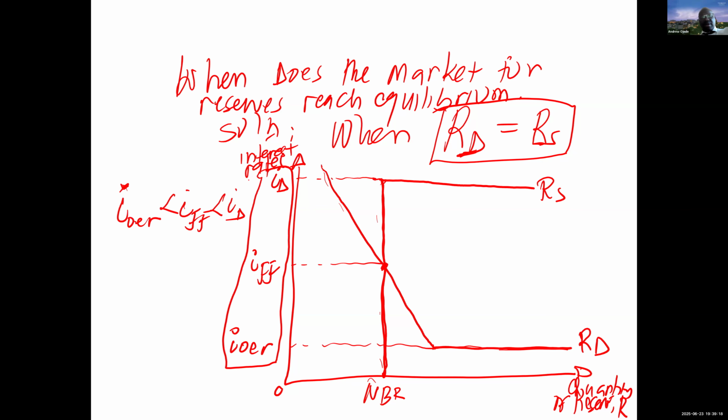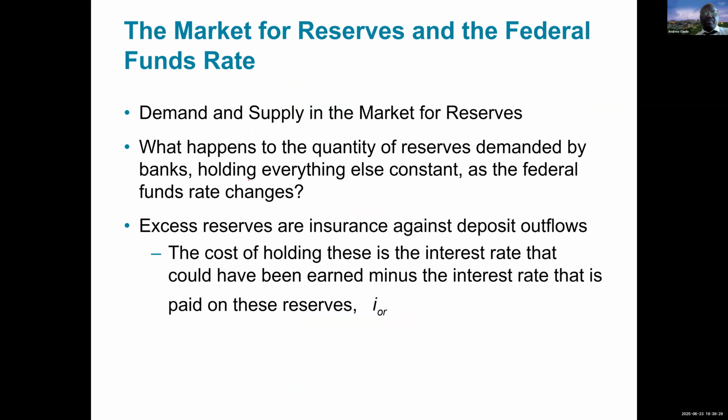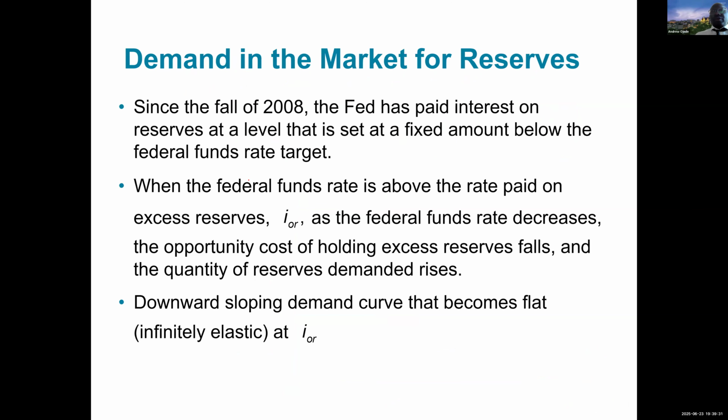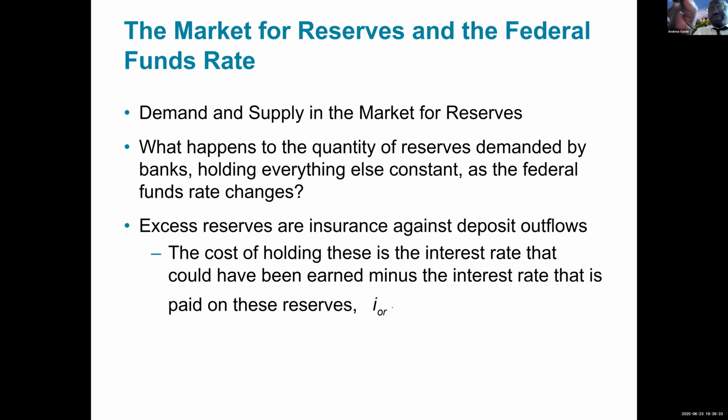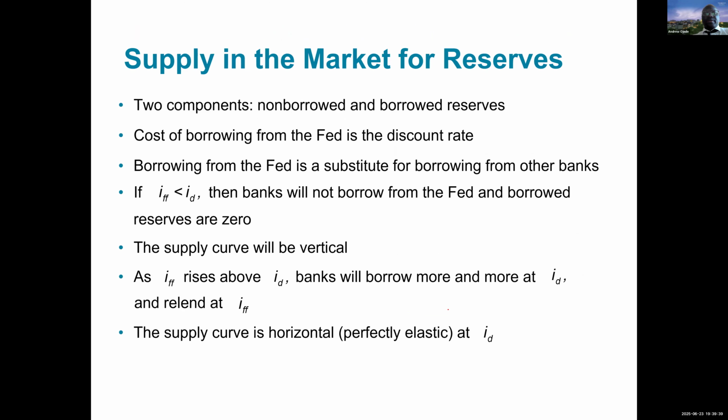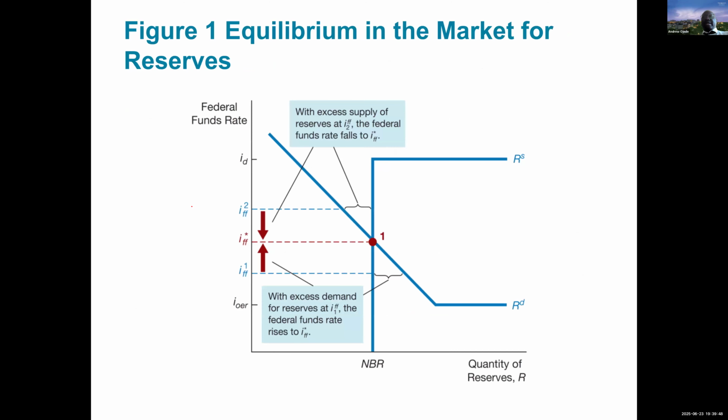See, the discount rate (ID) is above the federal funds rate (IFF), and IFF is above IOER, the interest rate on excess reserves. Okay, so I have a better diagram here now. I remember I told you, you can call it interest rate on reserves, or you can call it interest rate on excess reserves. It doesn't matter. So we're saying the federal funds rate is always less than the discount rate. Okay. So here's a diagram.